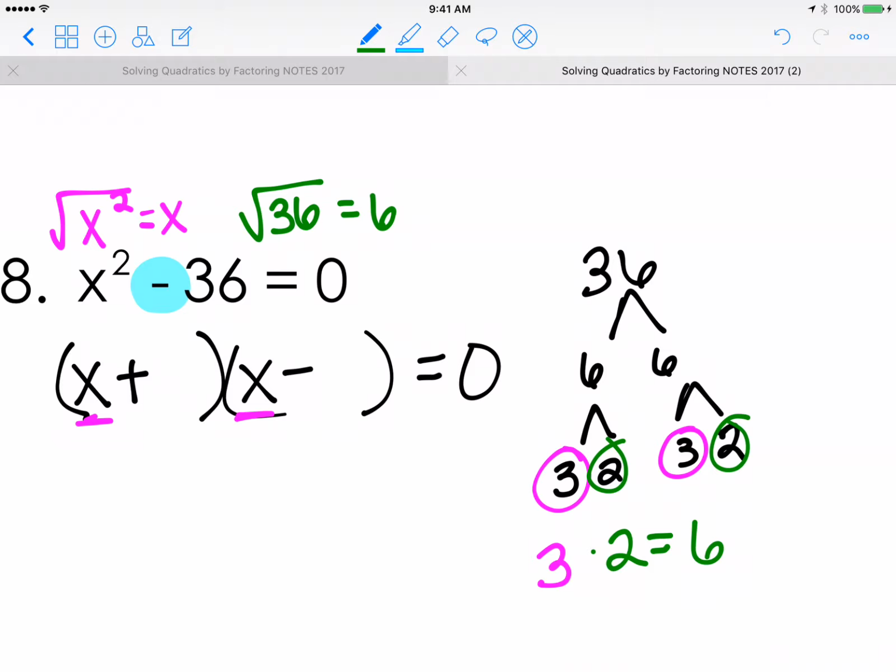So back to our problem, we get 6 and 6. Now we set it equal to 0, and we solve.